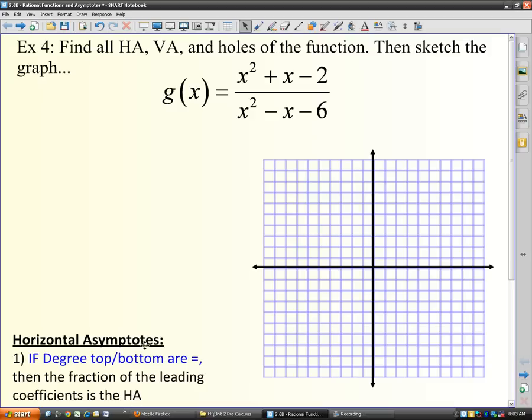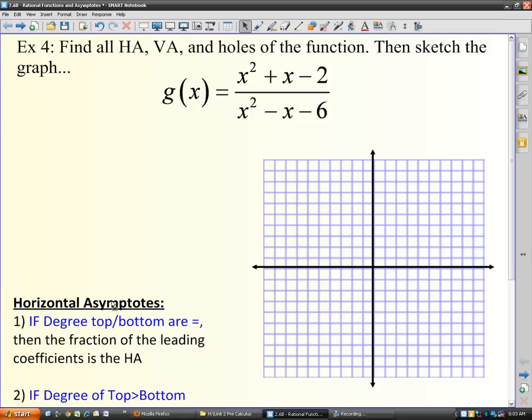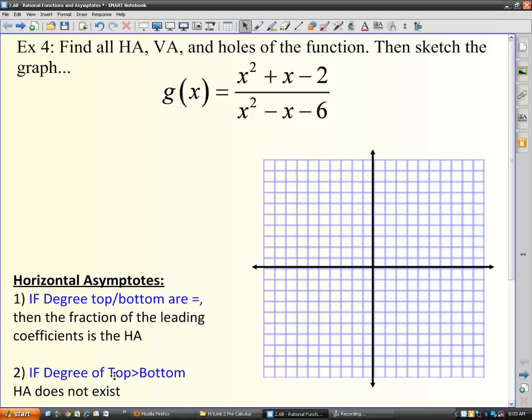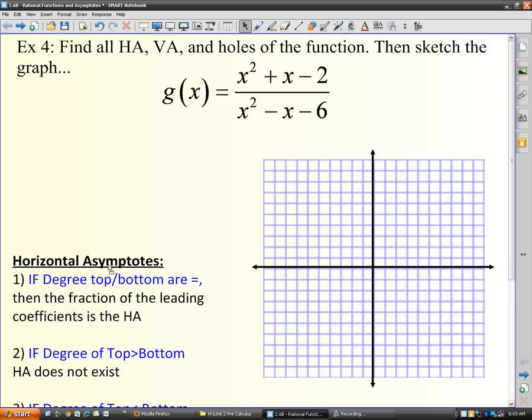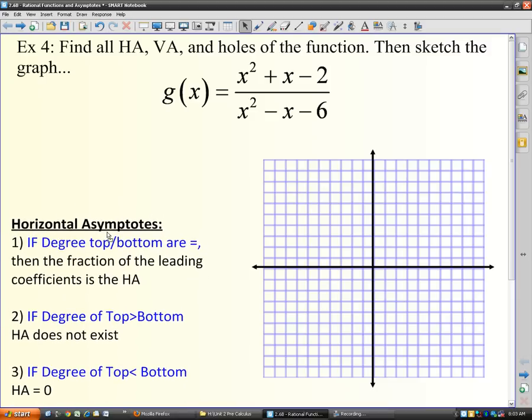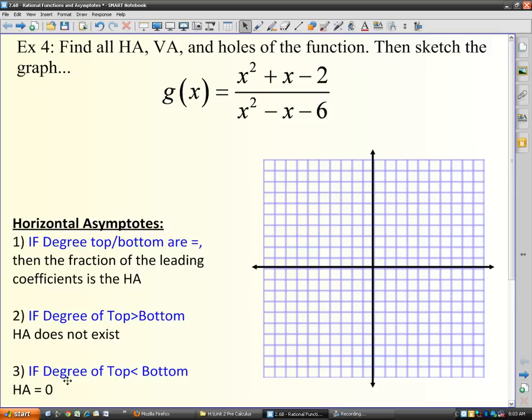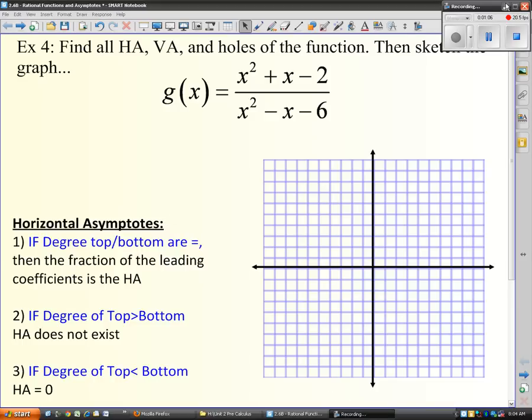Alright, and so we'll talk about that one in just a second, because if you notice the degree of this problem, the leading coefficients are the same. So we'll use that, and I'm going to use this on another page. The other options, there's three options, and you may remember these from Algebra 2. If the degree of the top is higher than the bottom, then the horizontal asymptote doesn't exist. And finally, if the degree of the top is less than the bottom, then the horizontal asymptote is 0. So basically what we're going to be doing is using the horizontal asymptotes in order to sketch a graph. So let's go ahead and work on sketching this graph.